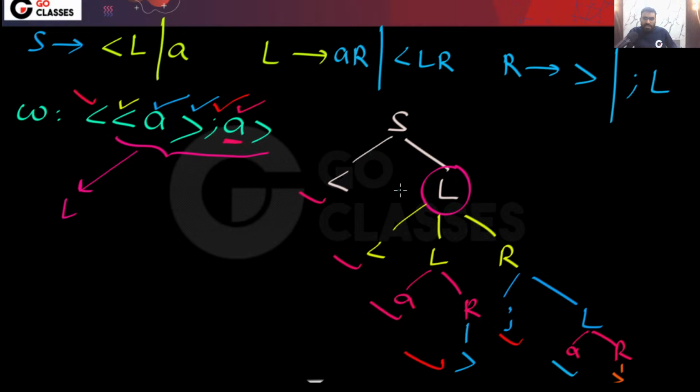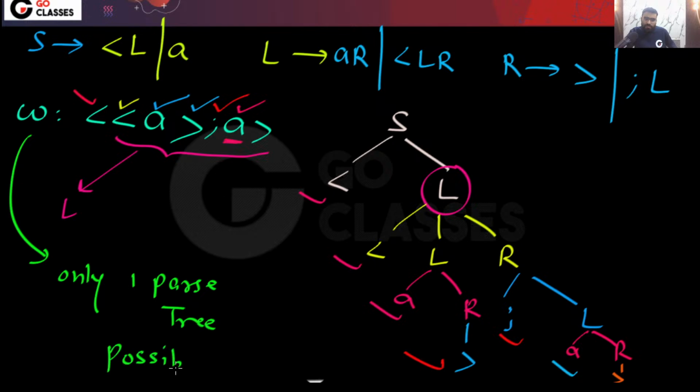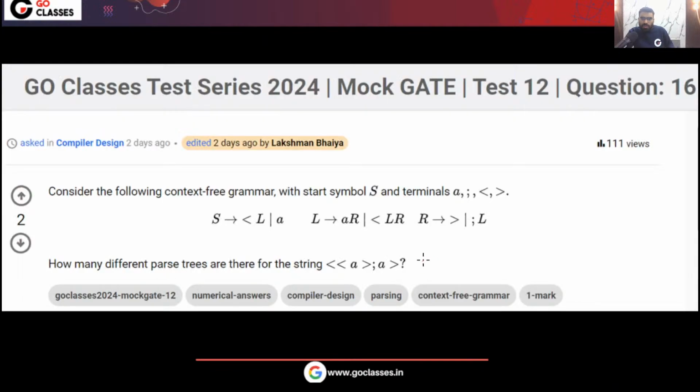So you can easily see there is only one parse tree possible. Yes or no? For this string W, there is only one parse tree possible because we don't have any choice. Only one parse tree possible. So very simple, for this question, the answer is going to be 1.